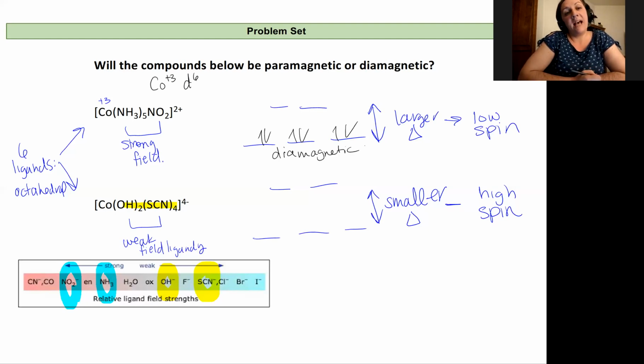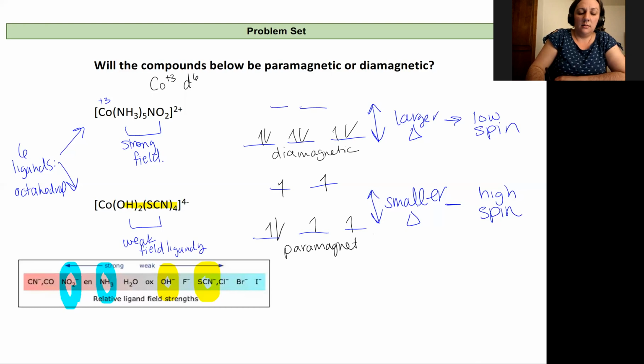Now looking at an example where I have weak field ligands and expect a smaller crystal field splitting, I'm going to assume a high spin complex. And so I'm going to populate my 3 on the bottom. And now I'm going to populate my higher energy orbitals first before I pair up. So now I have 4 unpaired electrons. I have a paramagnetic compound.